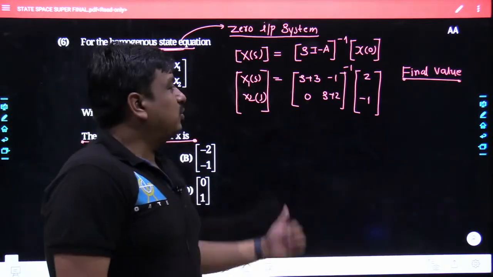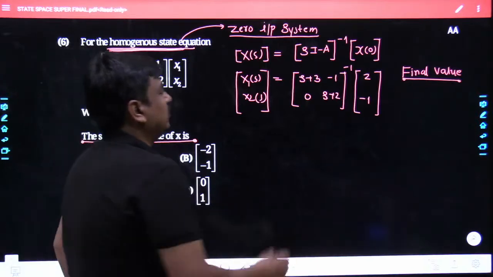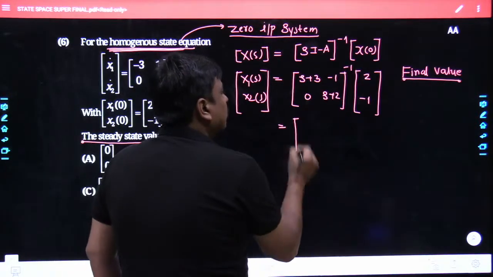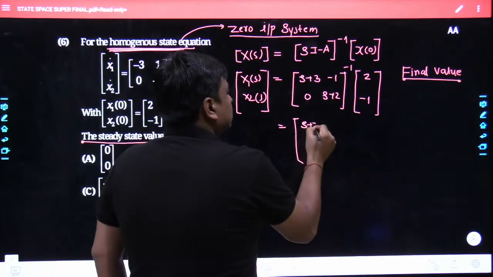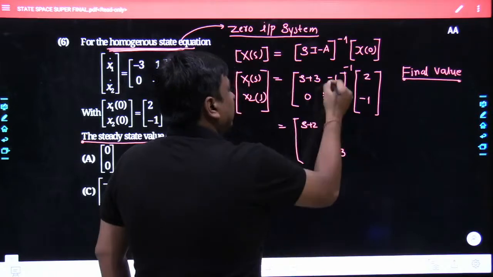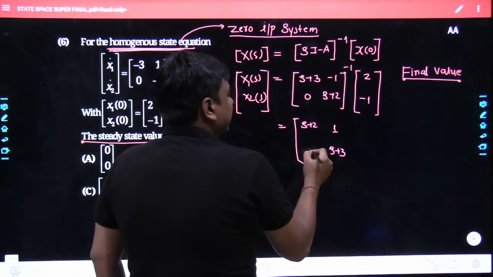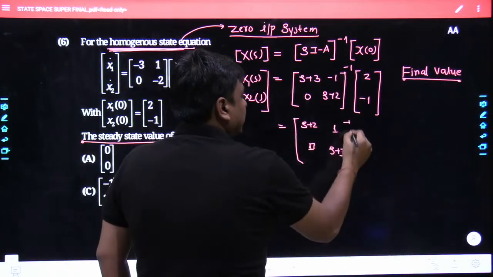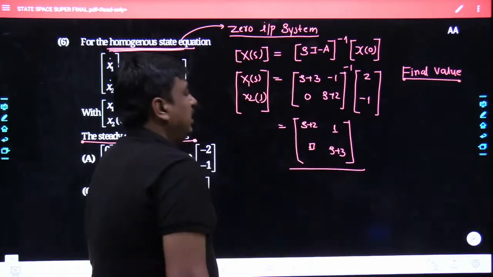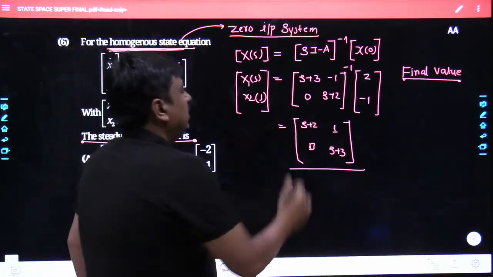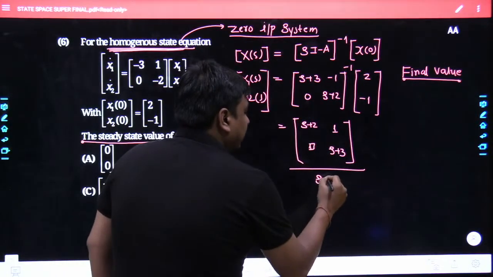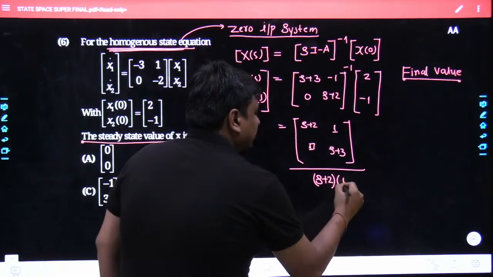Agreed? May I know what would be the best most answer? Just take the inverse of it. If you take the inverse, there would be a swapping, s plus 2, s plus 3, minus would become plus, and 0 would get multiplied and would remain 0. And at the denominator, what's happening over here? Obviously the determinant has to be taken, and that's nothing but the s plus 2 into s plus 3.